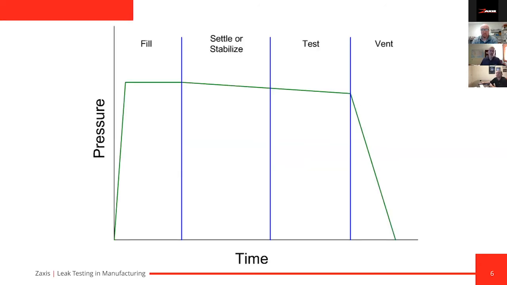If we look at the graph of what this looks like, and we'll go into more detail, the green line represents the pressure inside of your part. So we fill to a pressure, we shut off the valves, we settle or stabilize, then we monitor during the test, and then we vent the air out of the part.